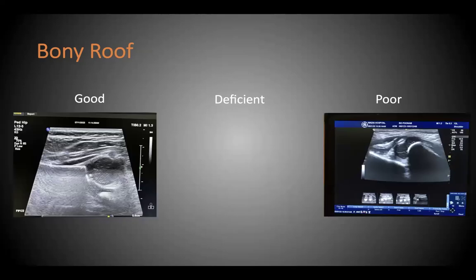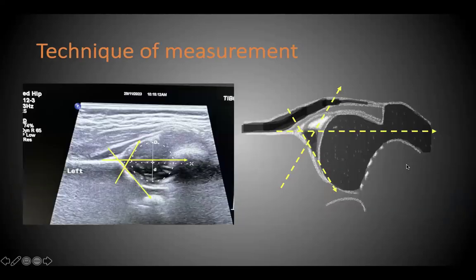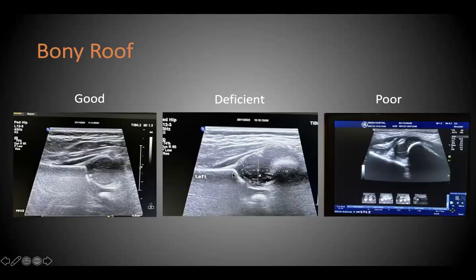Coming to clinical examples, this is a good bony roof, wherein you can see a very nice and sharp cliff here and a steep acetabulum, as opposed to a poor bony roof, wherein you can't see anything resembling an acetabular cup. All you can see is a very flat ilium. And this is the deficient roof, wherein you can see that the cliff is slightly shallower, and it is between this and this. So it is slightly shallow.